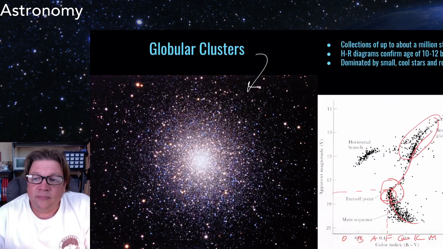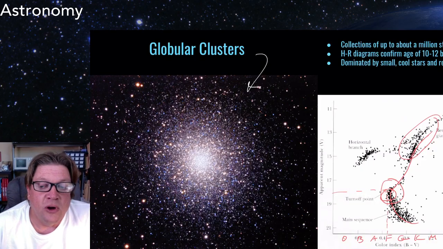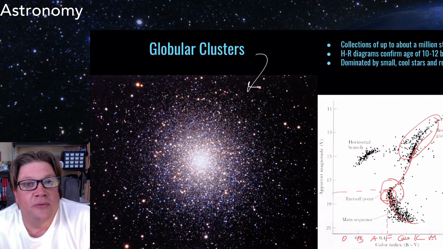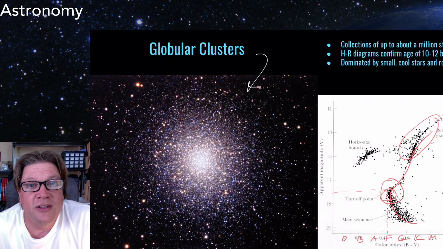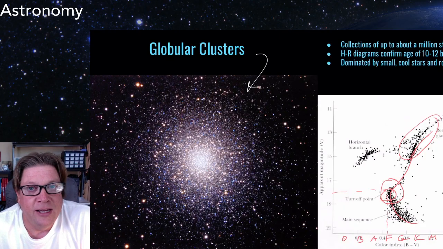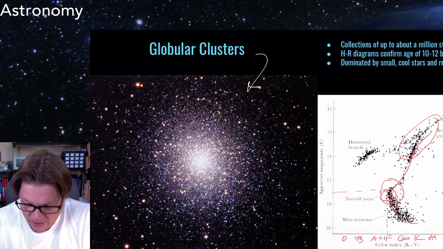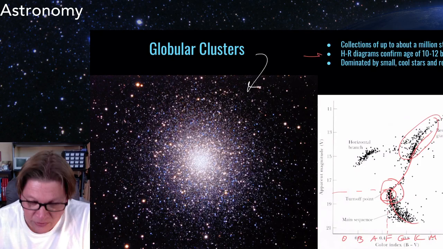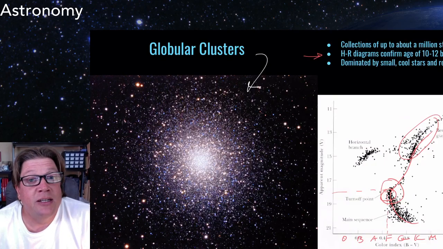Which is kind of cool. But what's neat is, for all of these objects, for all 150 globular clusters, they're all showing the same age. Really telling us something, right? They're all ancient. They're all about 10 to 12 billion years old. So that tells us roughly how old the galaxy is.